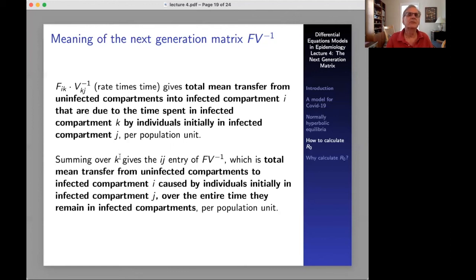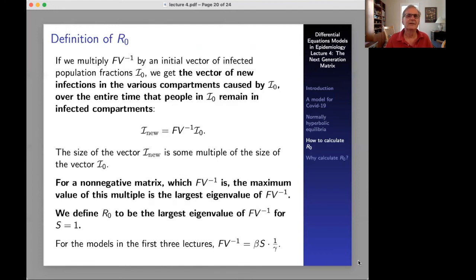So when you sum over K, what you get is total mean transfer from uninfected compartments to infected compartment I, caused by individuals who started in infected compartment J over the entire time that they remain in all the infected compartments per population unit. We'll look at an example in a minute, but let's finish up here with the generalities.